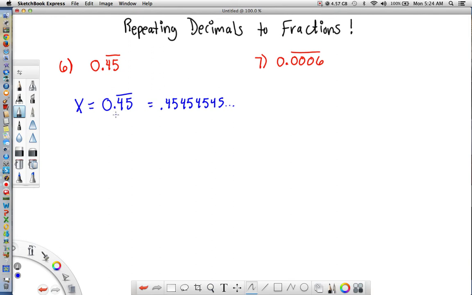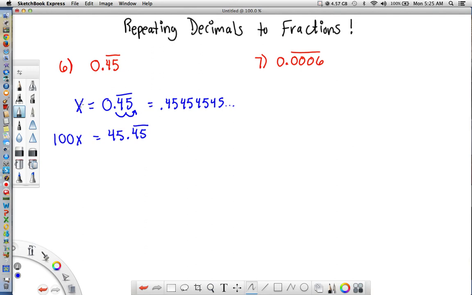Okay, well let's count over. We know that if we wanted to get rid of the repeating part, or at least get past that, we would have to move the decimal point 2 places over. So if we multiply x by 100, that would now be 45.45 repeating, which keeps on going. Okay, now here's the trick. We want to get rid of the repeating part. That's the confusing part. And how do we do that?